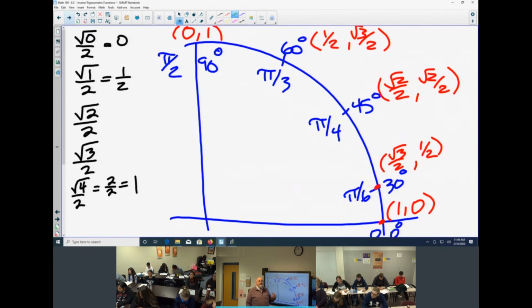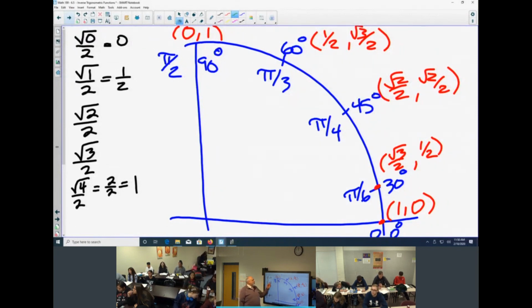Now, to get the numbers, the x and the y, the cosine and the sine, the way to memorize these is that if you just memorize this pattern, it goes radical 0 over 2, radical 1 over 2, radical 2 over 2, radical 3 over 2, radical 4 over 2. And then you simplify. Radical 0 over 2 simplifies to 0. Radical 1 over 2 simplifies to 1/2. These don't simplify. Radical 4 over 2 simplifies to 1.